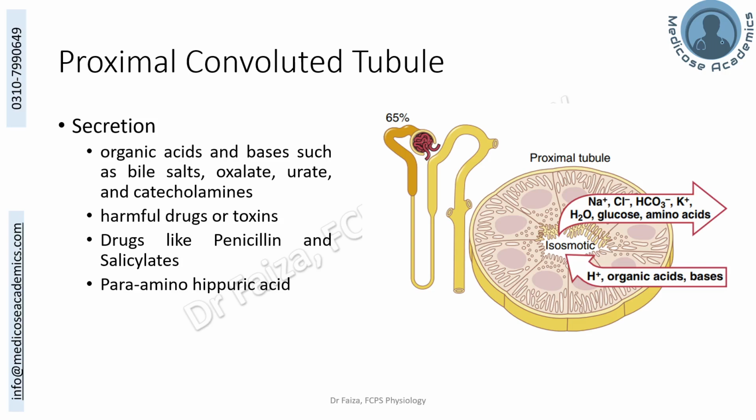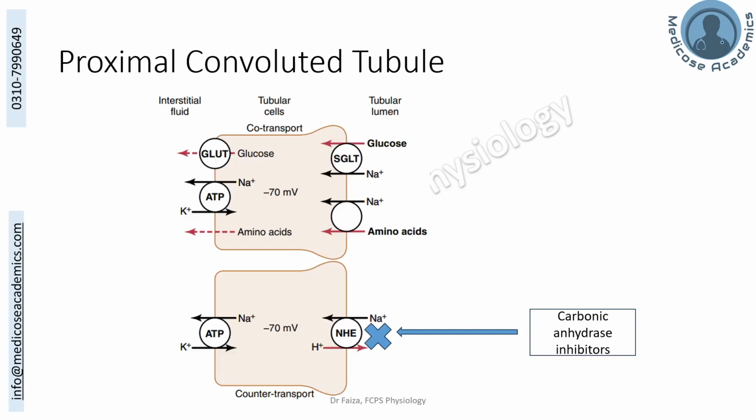The secretion of substances like organic acids, bases, bile salts, oxalate, urate, catecholamines, toxins, and drugs like penicillin, salicylates, para-aminohippuric acid, are all being secreted at the level of the proximal convoluted tubule.